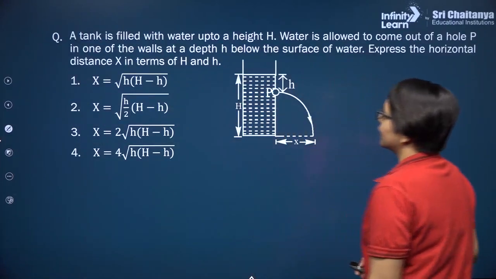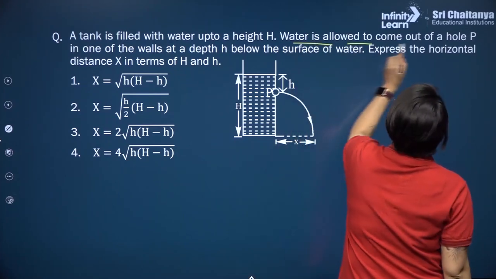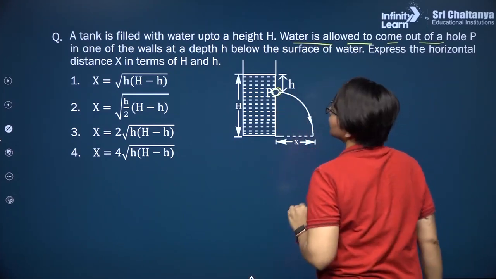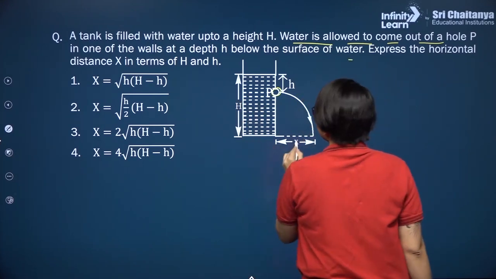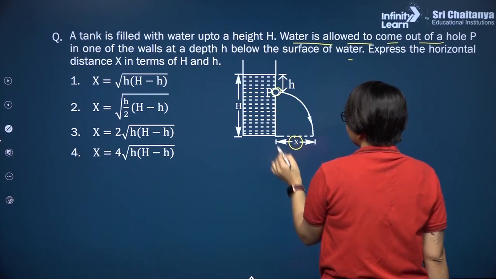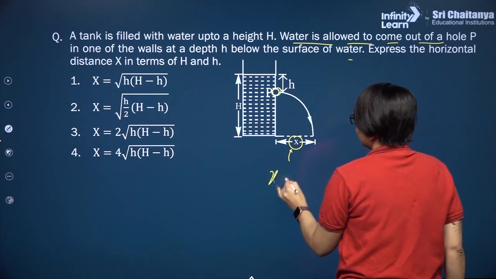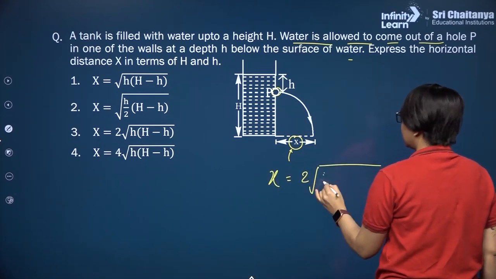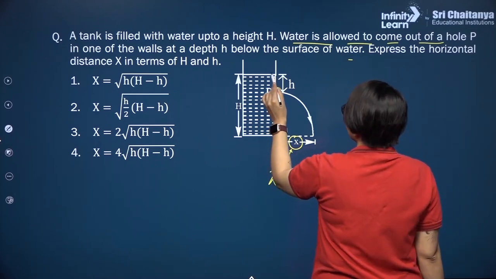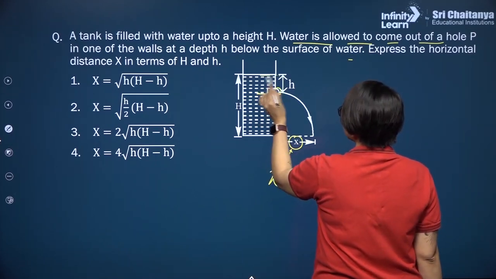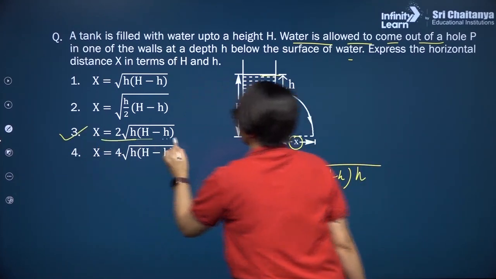Next is this one. A tank is filled with water up to a height H. Water is allowed to come out of a hole here, and express the horizontal distance x in terms of h and H. So basically we have to find the range. This is direct formula based, and it is nothing but 2 times under root h into (H minus h), right, where h is the depth of this point P from the surface of the water, right. So that is option 3.